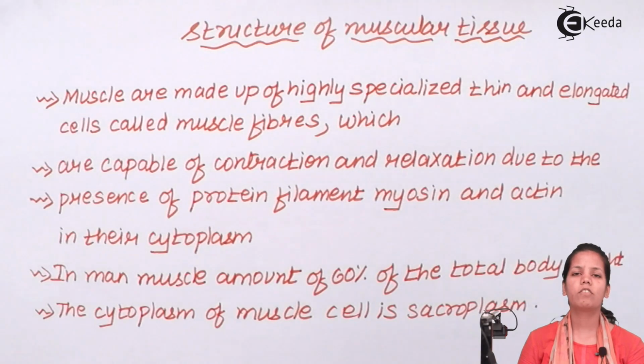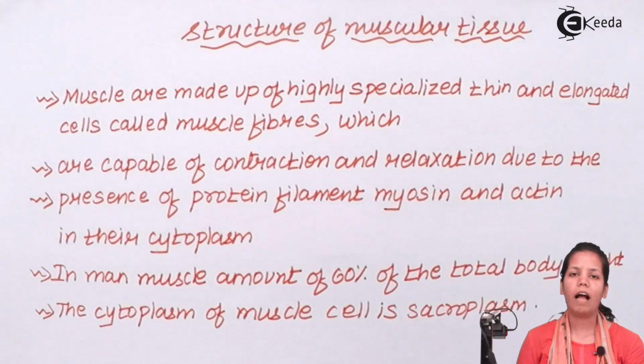Students, in this part of the chapter we came across the structure of muscle tissue and how it could be further bifurcated. I hope you all are very clear with this concept. Thank you.